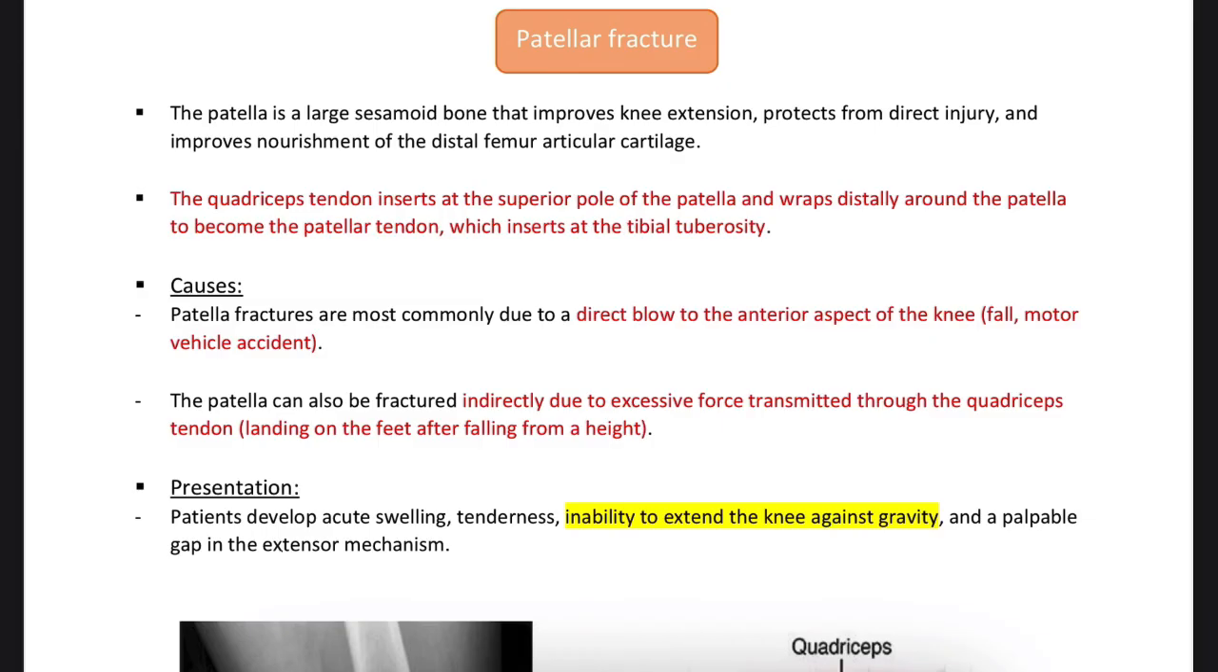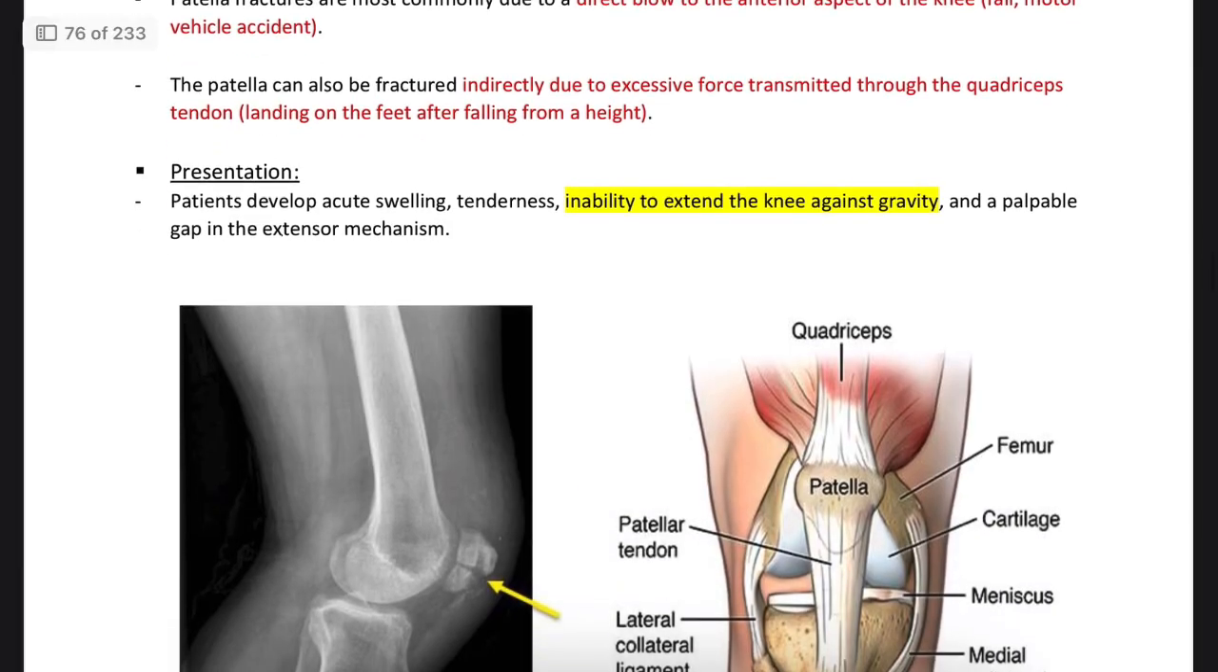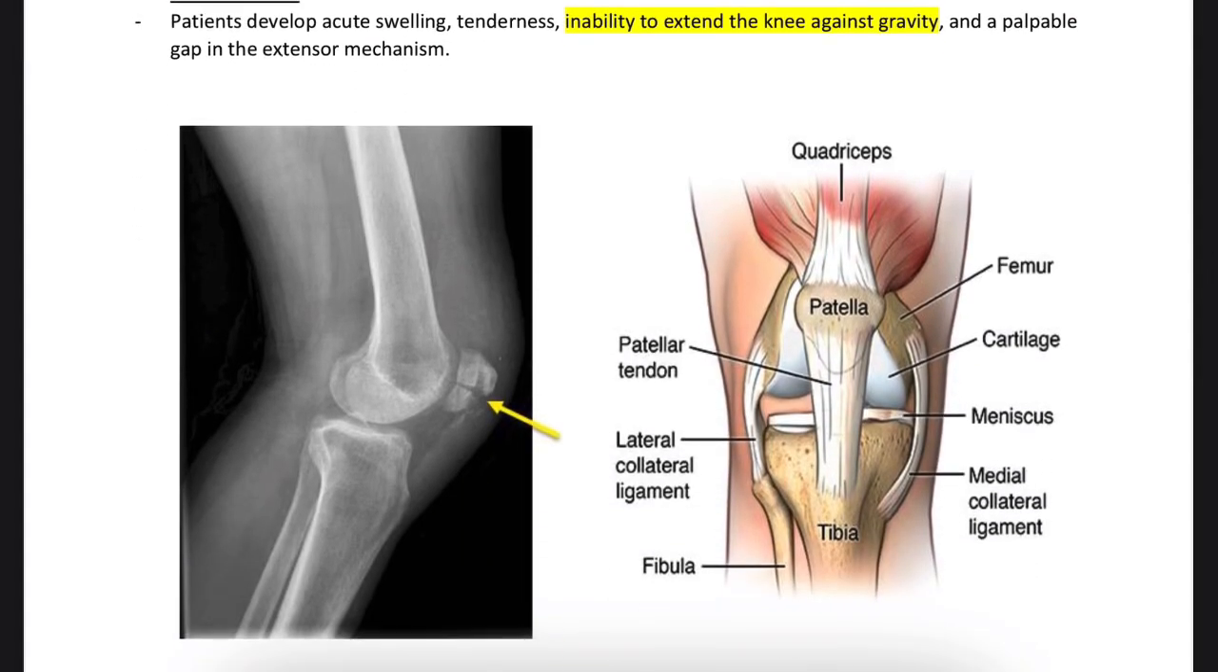We must know this injury because the patella is a large sesamoid bone embedded in the quadriceps tendon, and it improves knee extension and protects the joint. It protects from direct injury and improves nourishment of the distal femoral articular cartilage. The quadriceps tendon inserts at the superior pole of the patella and wraps distally around the patella to become the patellar tendon, which inserts at the tibial tuberosity. You can see this image.